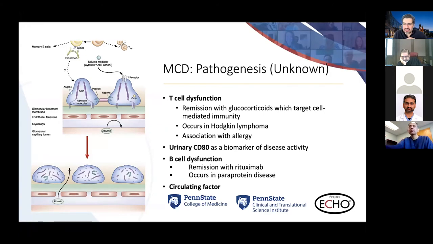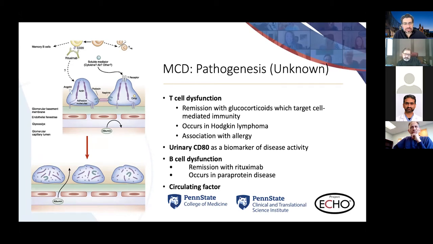Urinary CD80 is coming as a biomarker of disease activity, and there is some progress on that front as well. Let's see how this pans out. Is this a B cell dysfunction? Because once you use rituximab, there is good response. Is there a circulating factor?